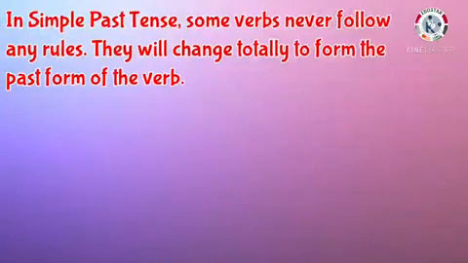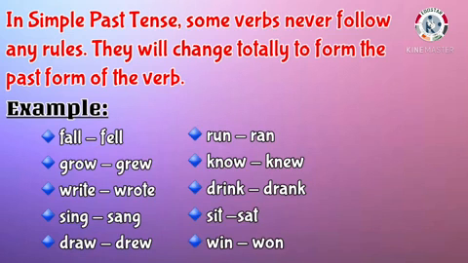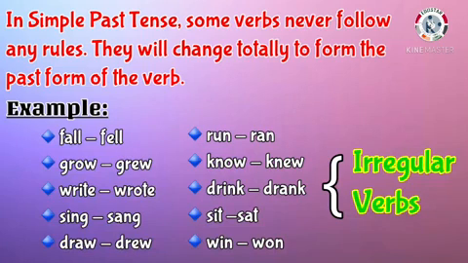In simple past form, there are some verbs that don't follow any rules. They take a completely different form when used for expressing past actions. For example, the verb fall becomes fell, grow becomes grew, write becomes wrote, sing sang, draw drew, run ran, know knew, drink drank, sit sat, win won. Like these, more examples are there. These verbs are also called irregular verbs.